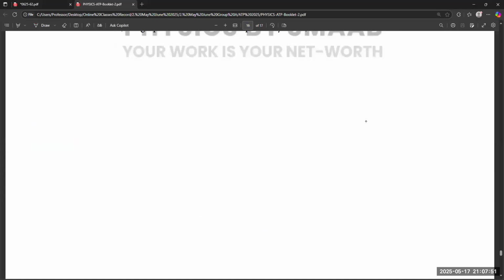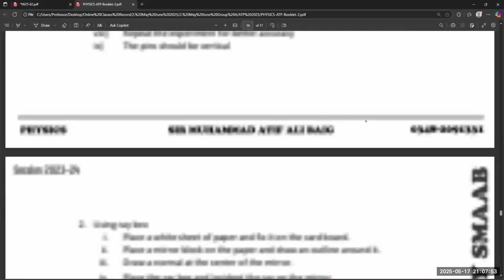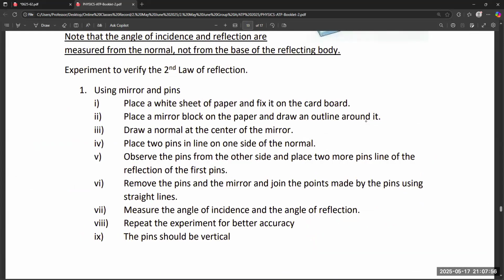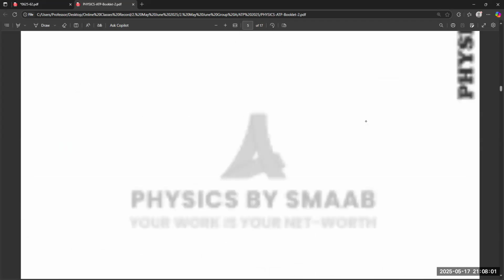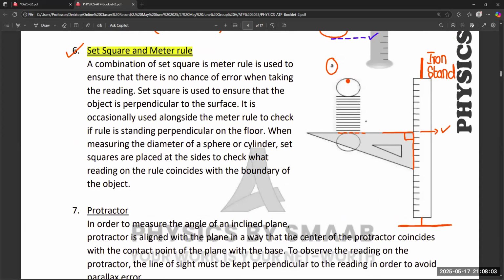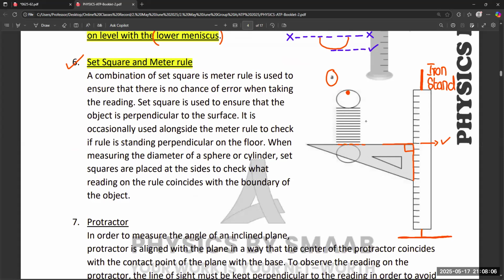Because when we are working with sensitive apparatus, like a spring, pendulum, or any type of material like this, we use the method of the set square. You can see we already discussed it in the notes. We use the same type of setup: we fix the ruler or meter rule with an iron stand and then place the set square in this form to measure the actual length of the spring or any object hanging with a string, thread, etc.